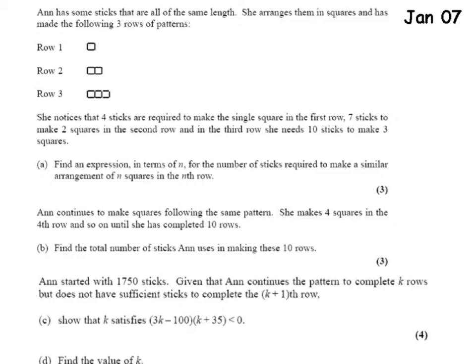So, Anne has some sticks that are all of the same length. She arranged them in squares and has made the following 3 rows of patterns. She notices that 4 sticks are required to make the single square in the first row, 7 and then 10. It says find an expression in terms of n for the number of sticks required to make arrangement of n squares in the nth row. So she's got a sequence that's 4, 7, 10.